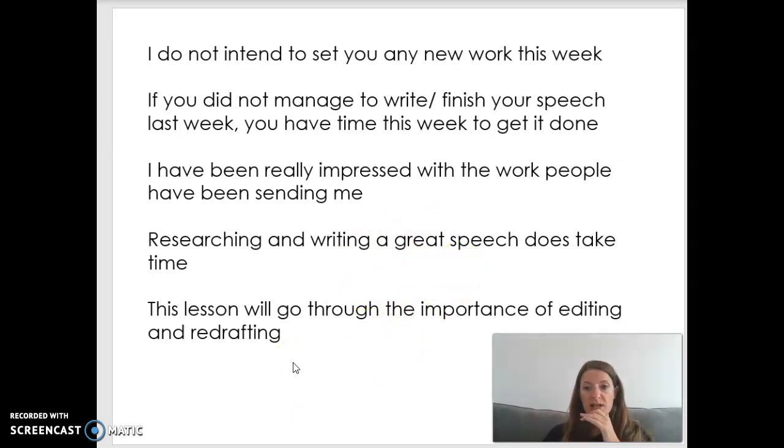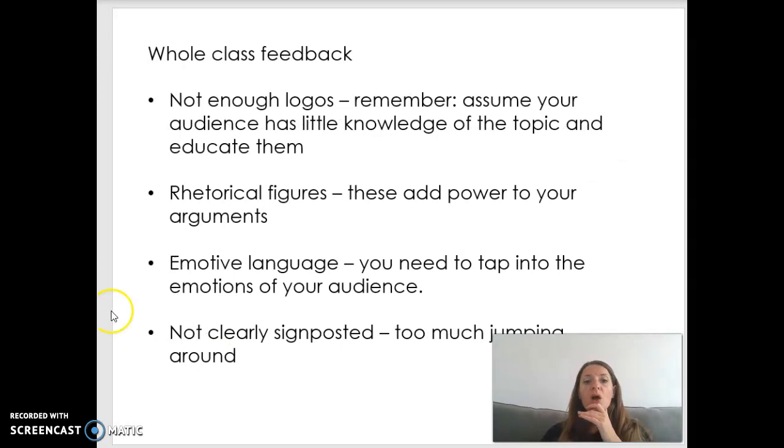Of course, send your work to your teachers. We will then give you advice to edit and redraft, but there's things you can do yourself as well. Okay, so based on the speeches I have been sent, I've generated 4 pieces of whole class feedback. 4 things which I think are recurring issues, which if you address these 4 things, your speech could be so much better. The first of those is about logos.